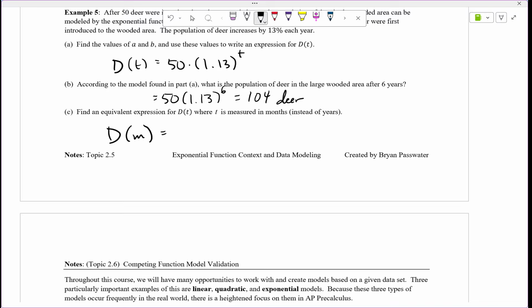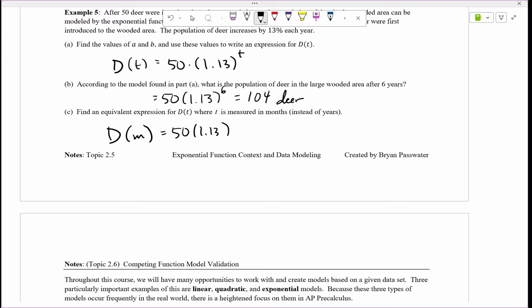Okay, let's focus up here for just a moment. I'm just going to talk about this, and if someone else wants to extend the concept or say it in different words, that'd be great. We're looking for an equivalent expression just in terms of months. So I'm going to keep that 50 because that's where we started. The growth rate is 1.13. But this exponent is going to be different.